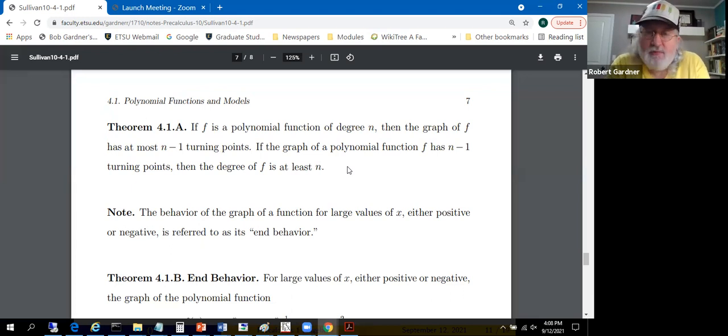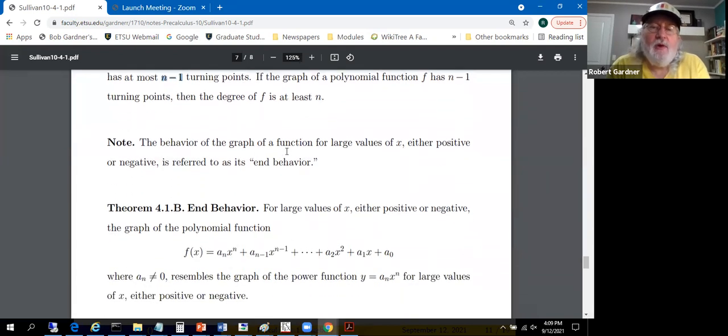That's not true, as we saw maybe in some of the powers of x, where n was even. We looked at x to the 8th, and it only had 1 turning point. That's exactly what this says. It's encompassed in the at least n and at most number of turning points. But if it's wiggly, that is, if it has a lot of turning points, then it must be somewhat high degree, and we can quantify that, which is what theorem 4.1.a says.